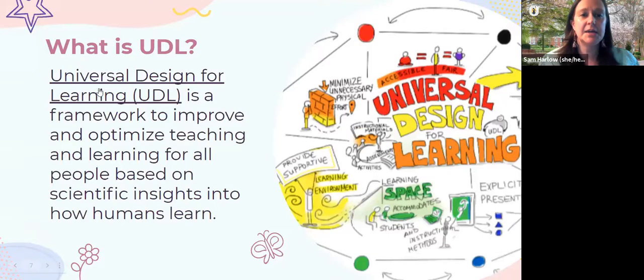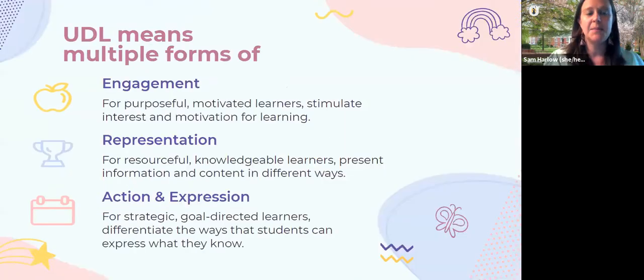This link here goes out to CAST, which is a great resource to learn more about Universal Design for Learning. It is a framework to improve and optimize teaching and learning for all people based on scientific insights into how humans learn. So what does that mean? It means that UDL is asking us to create, in our teaching or in our online learning objects, multiple forms of engagement, representation, and action and expression.